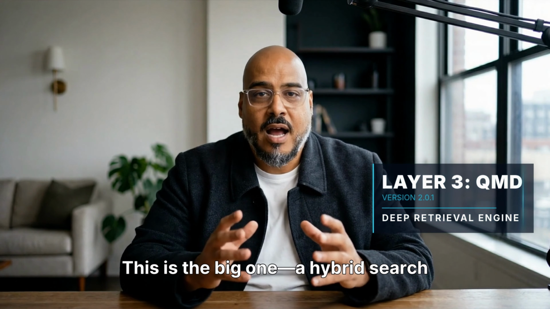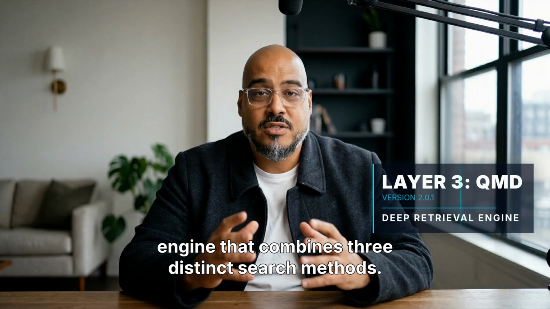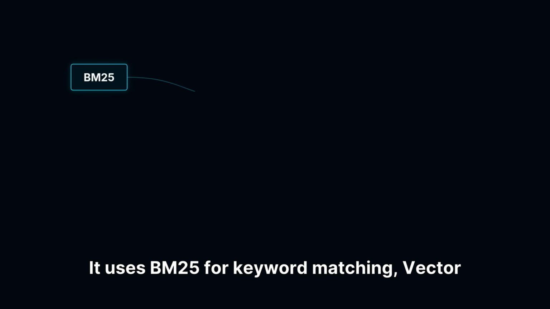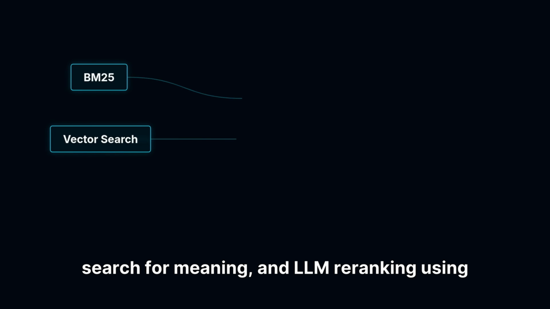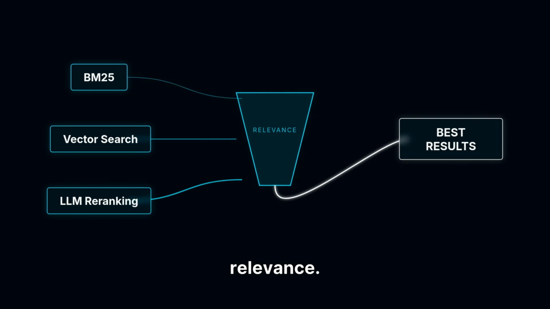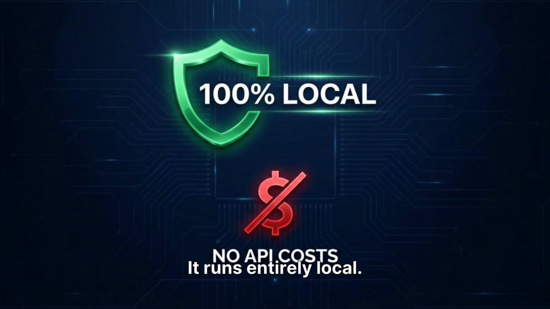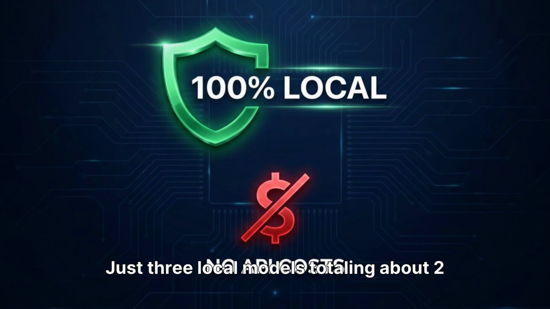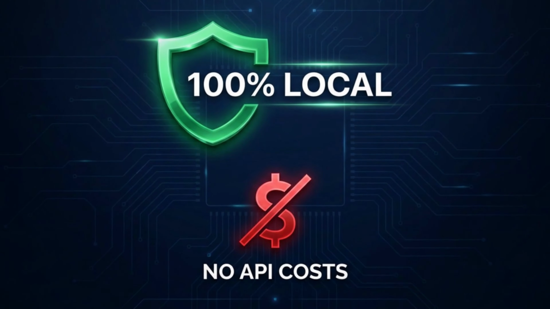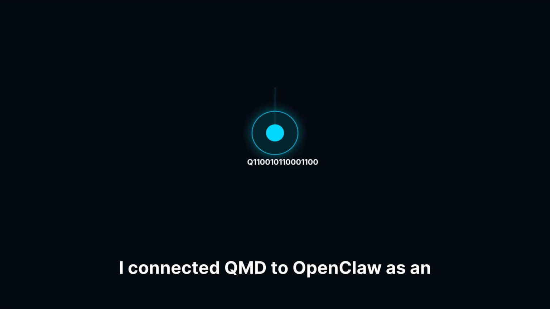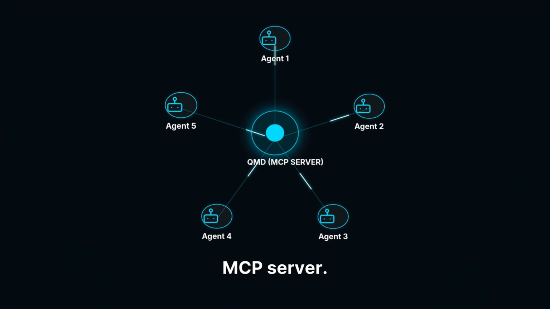This is the big one, a hybrid search engine that combines 3 distinct search methods. It uses BM25 for keyword matching, vector search for meaning, and LLM reranking using a local QN3 reranker model to find actual relevance. Best part? It runs entirely local. No API calls, no costs, just 3 local models totaling about 2 gigabytes running on your own machine. I connected QMD to OpenClaw as an MCP server.